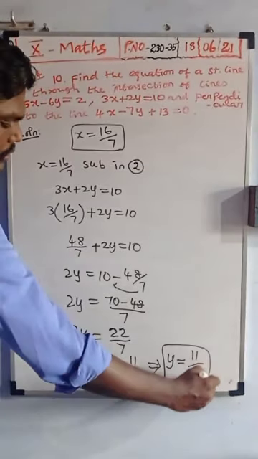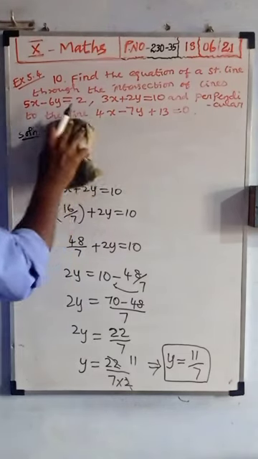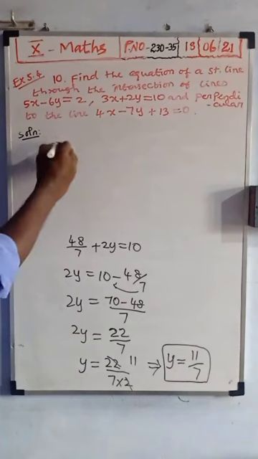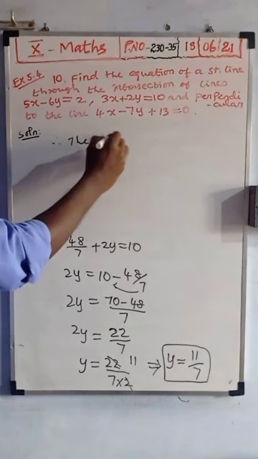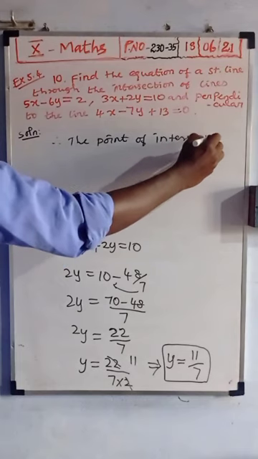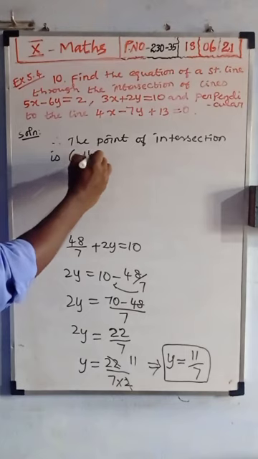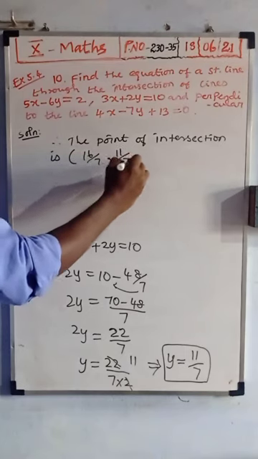Okay, both we received in fraction form. x is 16 by 7 and y is 11 by 7. Therefore the point of intersection is 16 by 7 comma 11 by 7.